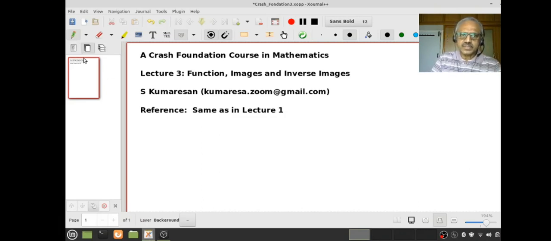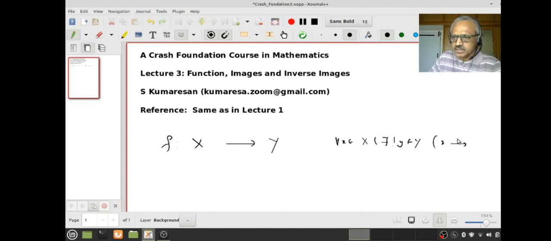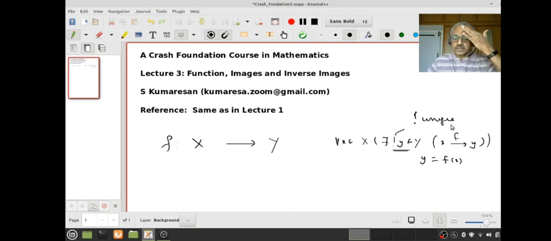As I said, I am going to assume you already know what is meant by a function from a set X to Y. Just to recall, for every x in capital X, you are given a unique y in capital Y, so that x goes to y. This y is what we denote by f(x). This symbol stands for unique. All of you know this.